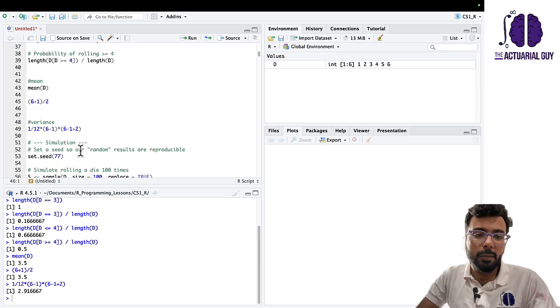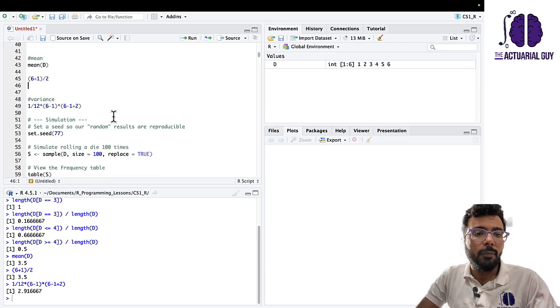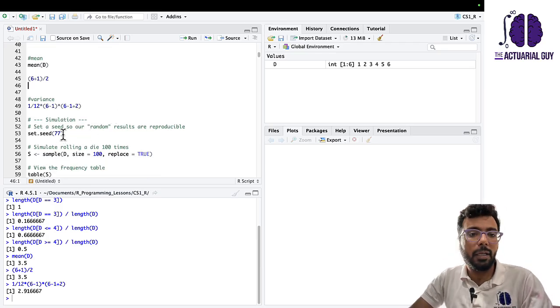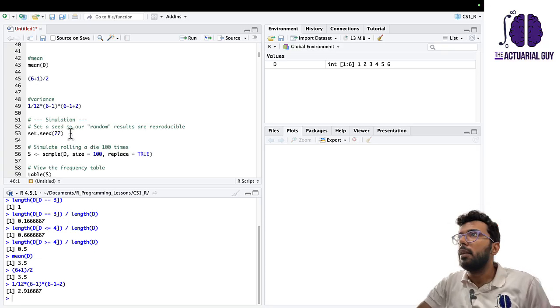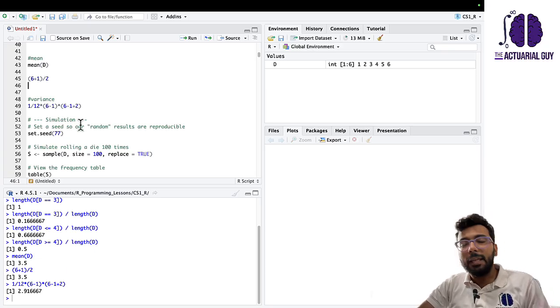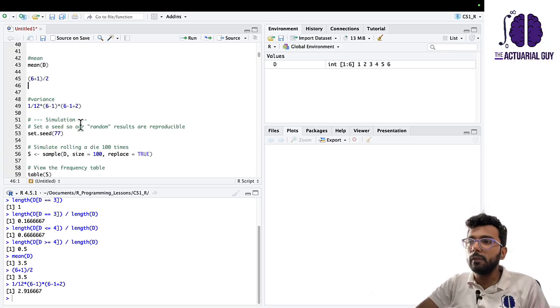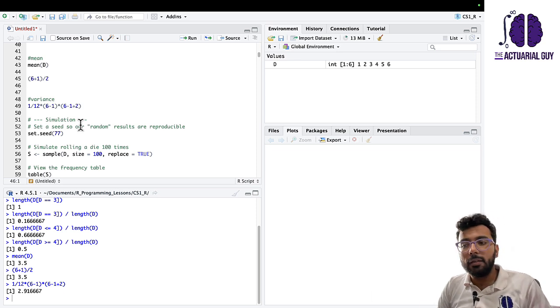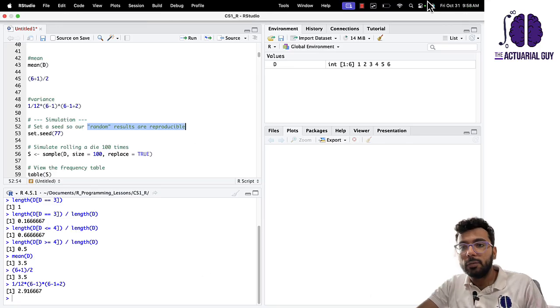Now let's move on to the simulation part of it. This is the first simulation we are doing in R, so let me get into a bit of detail. In exams, when you will be doing simulations, you would want your examiner to get the same output as you do. Simulation essentially means generating a random sample from a distribution. So how can your random sample be the same as their random sample? That is, how can your random results be reproducible?